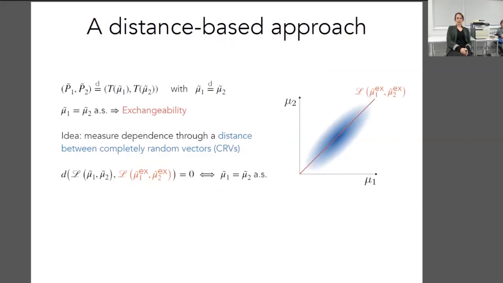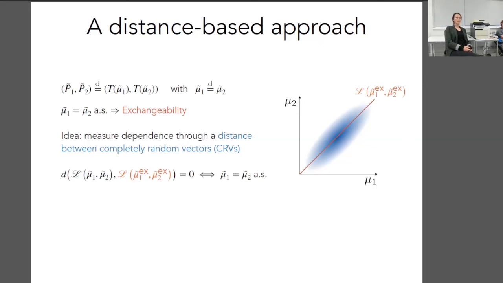So the approach that we have used is a distance-based approach. And so I will briefly describe the main idea. So first of all, once again, we focus on these vectors of random probabilities that can be expressed as a component-wise transformation of an underlying vector of random measures.